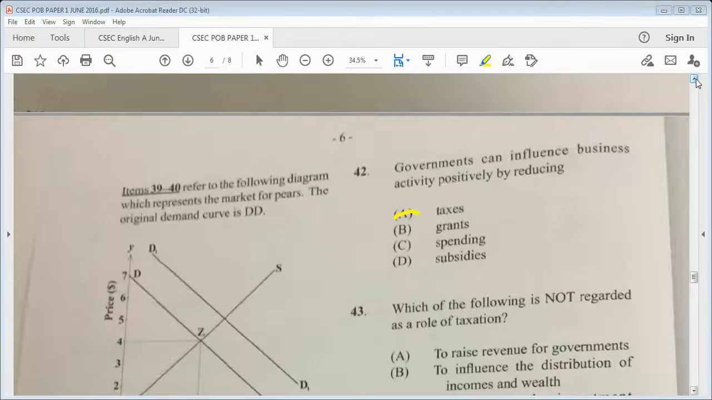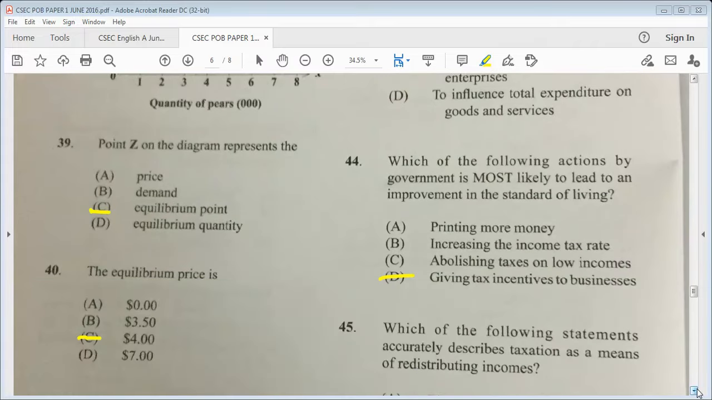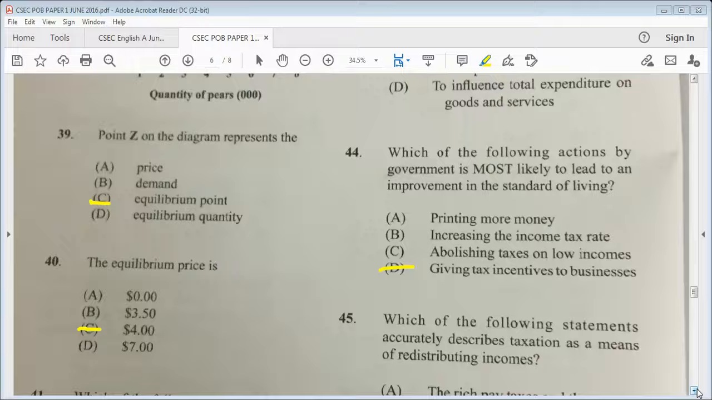It says governments can influence business activity positively by reducing A. Taxes. 43 says, which of the following is not regarded as a role of taxation? C. To influence the investment decisions of publicly owned enterprise. 44. Which of the following actions by government is most likely to lead to an improvement in the standard of living? D. Giving tax incentives to businesses.